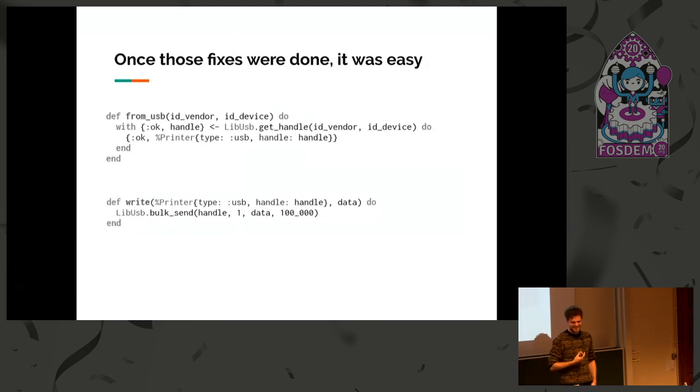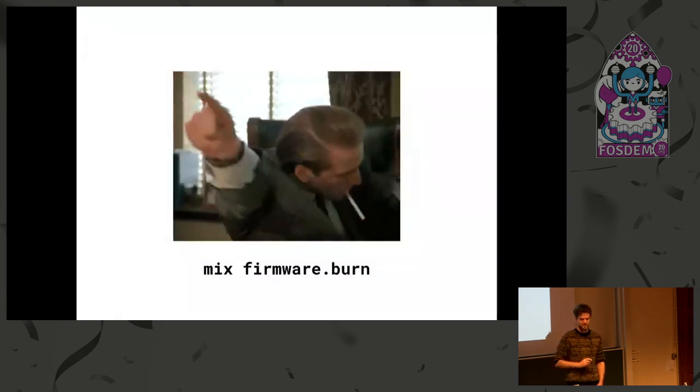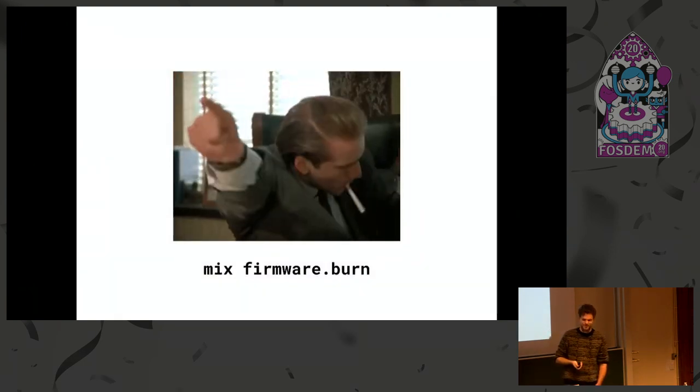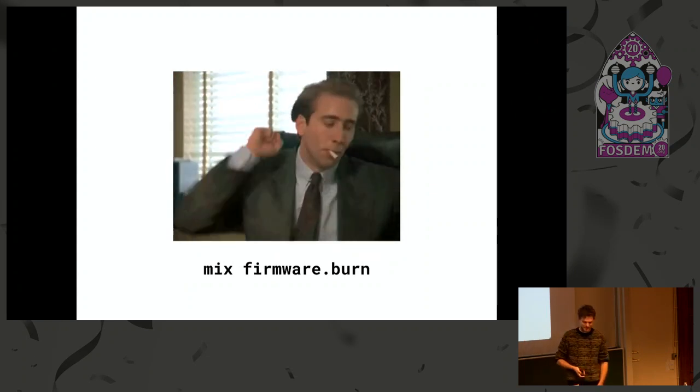But once I did that, it was fairly easy. I could open the raw USB device and then send my data to it using this bulk send command. And that basically got my print working. So then I only needed to ship it into firmware and put it on the device, and then put it into production.